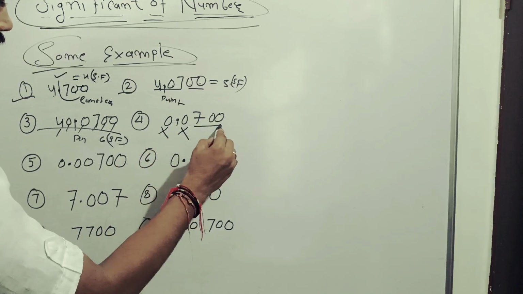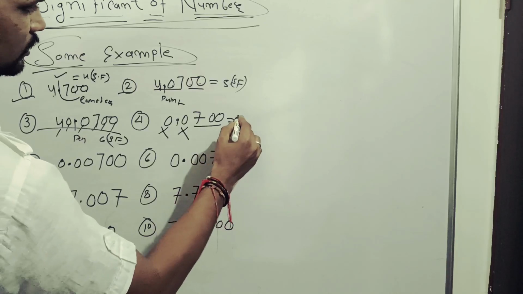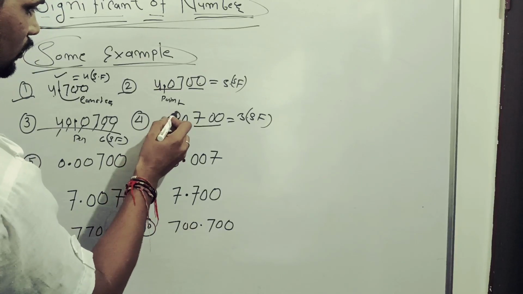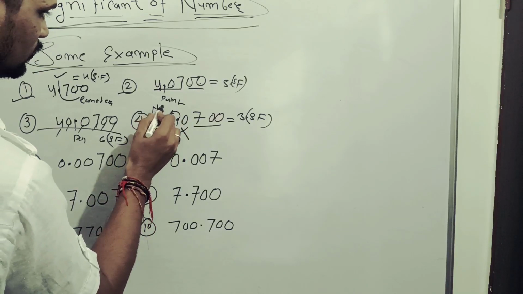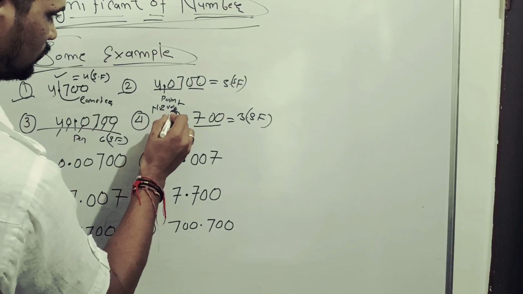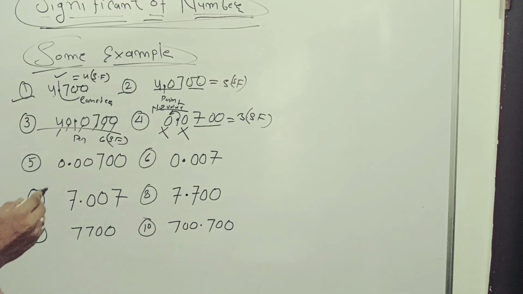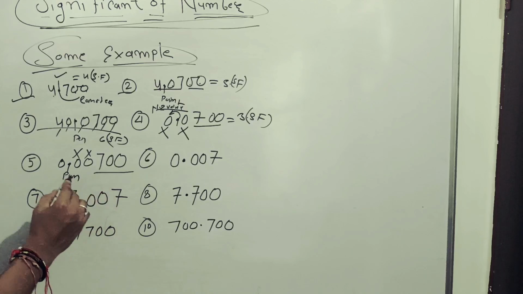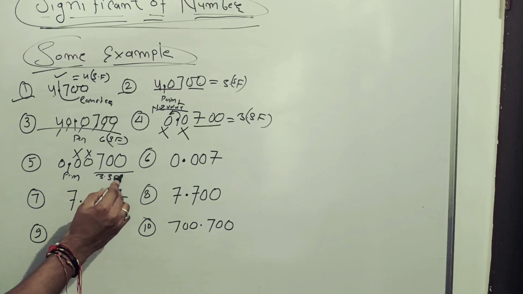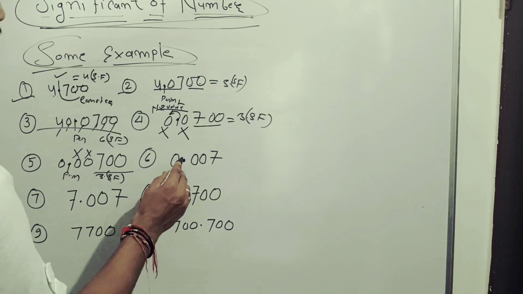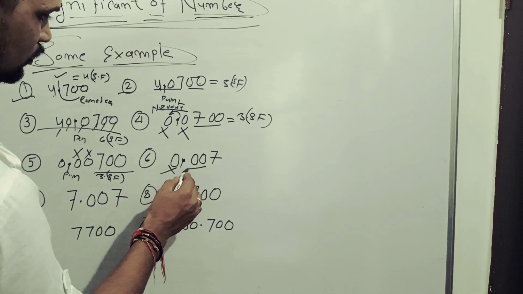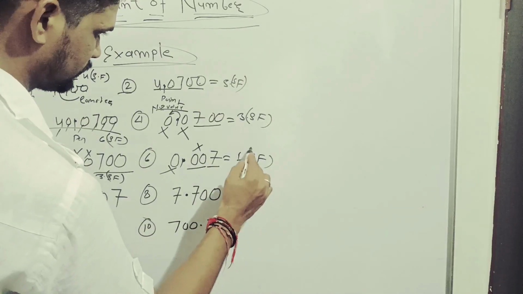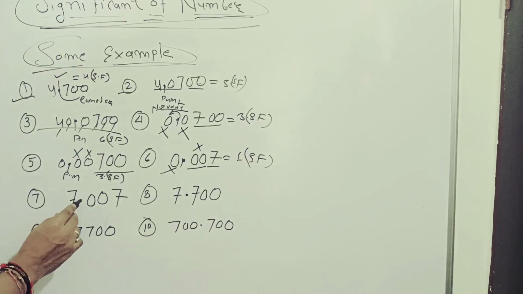And 0.0700: after the decimal, the zero on the right side is not considered, but the trailing zeros are considered. The significant figures are 3. And the fifth is 0.00700. The zeros right after the decimal are not considered, but the trailing zeros are considered. The significant value is 3. And the sixth is 0.007. The zeros after the decimal are not considered, but the 7 is a single digit, so the significant value is 1.